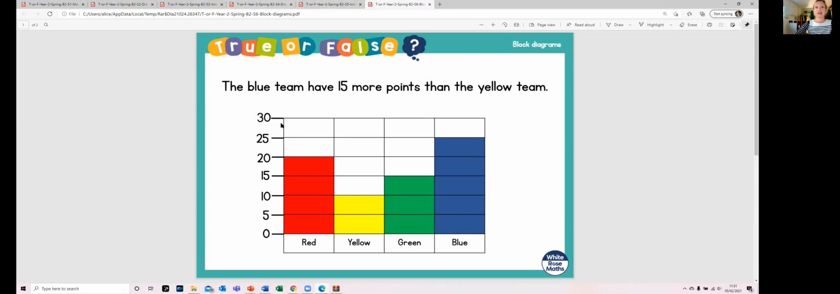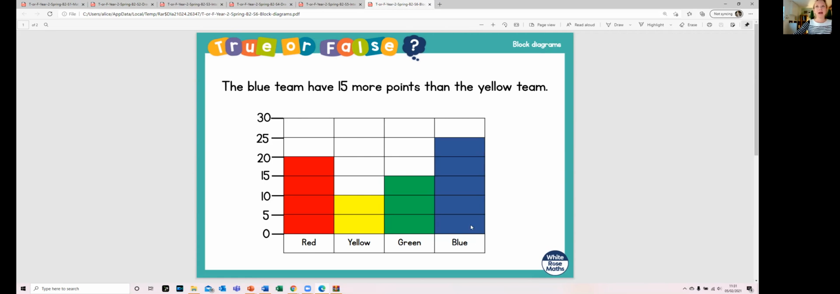did you notice that the scale along the side was counting in 5s? Not 1s, not 2s, not 10s, but 5s. So you were counting in 5s. 0, 5, 10, 15, 20, 25, 30. It's all the way up to 30. And the colours are along the bottom. Red, yellow, green, blue.